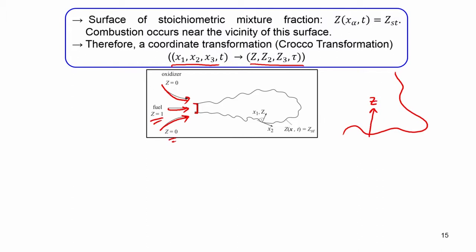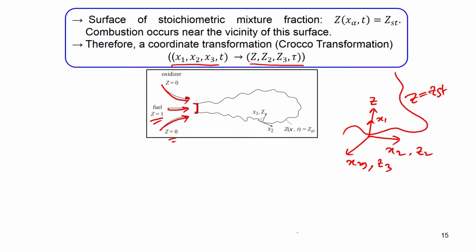is perpendicular to the flame surface, because this is Z equal to Z stoichiometric, this is the flame surface. Of course, if this is the isocontour of Z, then Z cannot vary along the isocontour. So Z must be varying perpendicular to the isocontour. We define a local coordinate system, which is essentially x1, and then we have the other two coordinates x2 and x3, which are also like z2 and z3. So Z is not equal to x1, but x2 is equal to z2 and x3 is equal to z3.